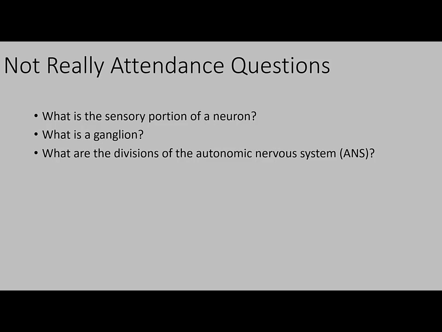And last, what are the divisions of the autonomic nervous system? Well, this is what we were just saying at the first slide. The autonomic nervous system is your sympathetic nervous system and your parasympathetic nervous system, typically abbreviated SNS and PNS.